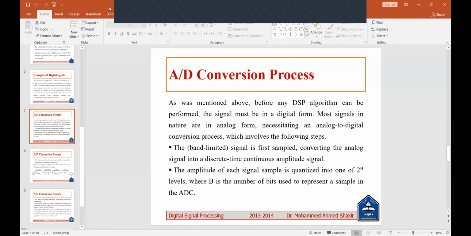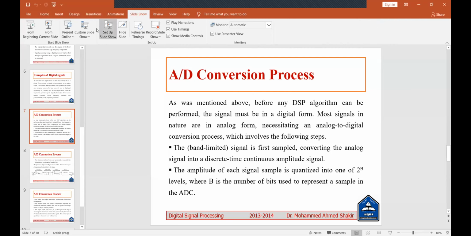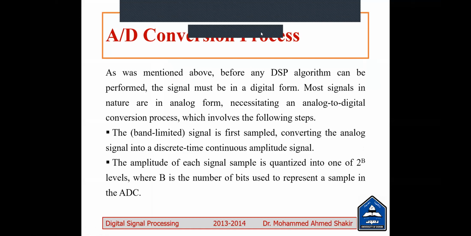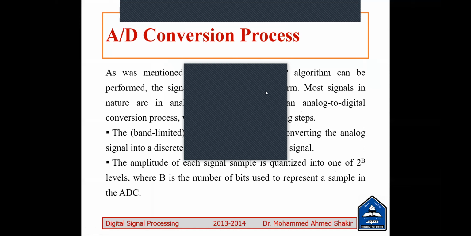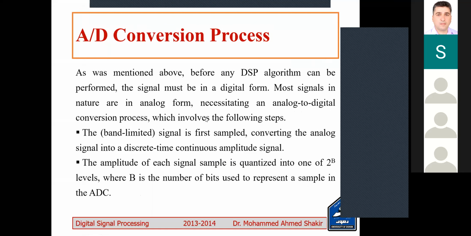Okay, now going back to the process of the A to D converter. In the A to D process, we said that the A to D converter contains two important stages. The first stage will be the sampling, and the second stage will be the holding circuit.